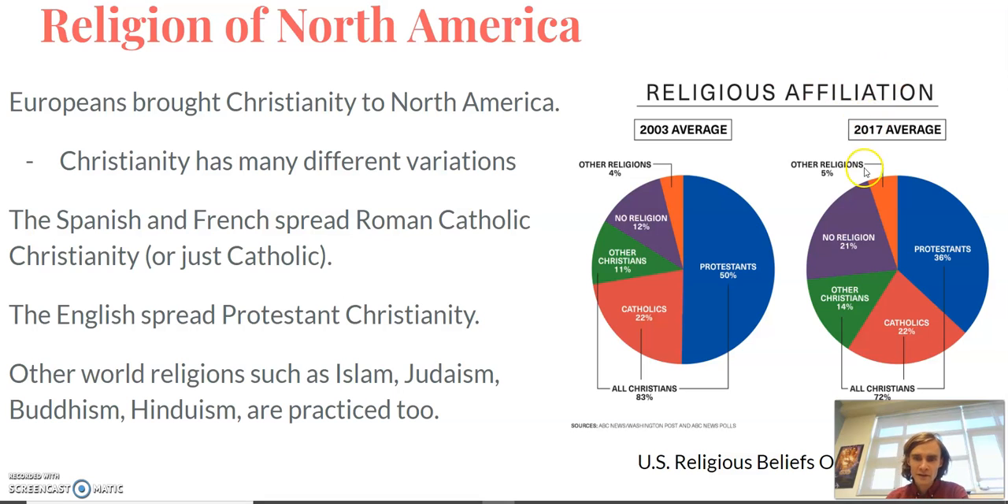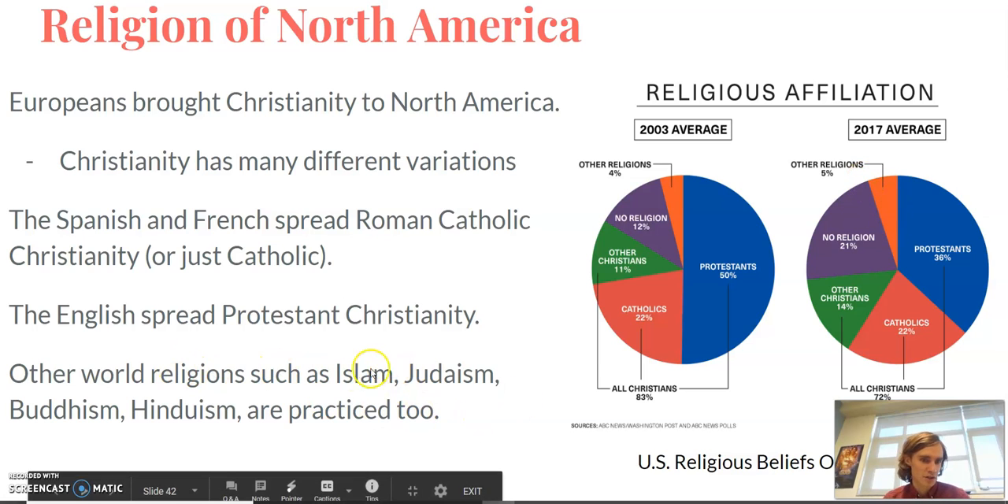As you can see from this graph, today in modern times in the U.S., about 36% of the U.S. population are Protestant Christians, and Catholics represent about 1/4. Other Protestants are another chunk. So in the United States, about 72% or 3/4 of the people are Christians. About 20% have no religion, and about 5% practice some of these other religions as well.